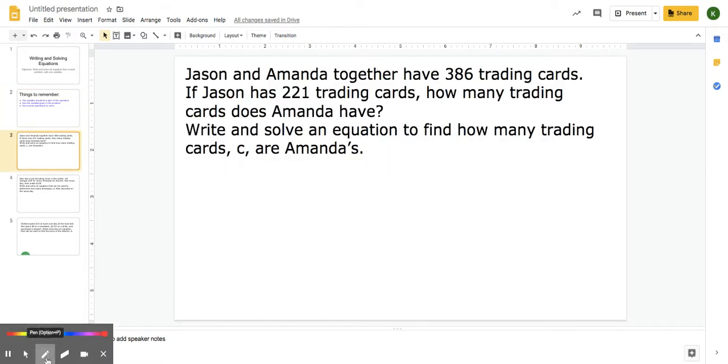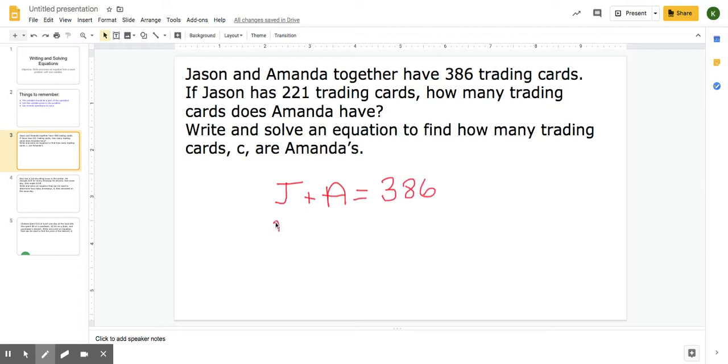The first word problem we have states that Jason and Amanda together have 386 trading cards. If Jason has 221 trading cards, how many trading cards does Amanda have? Write and solve an equation to find how many trading cards C are Amanda's. So if we think about it, the amount for Jason added to the amount for Amanda totals up to the 386 cards that they have together.